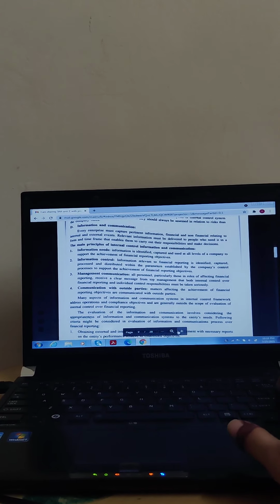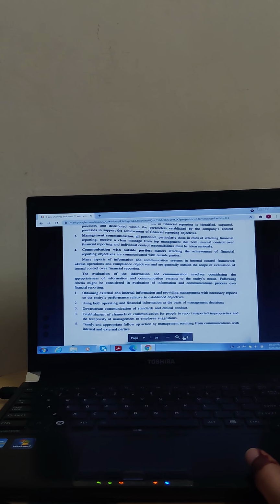Then information control: who is controlling the information, what kind of information is captured, and how it is helping you achieve the financial reporting objectives. Third is management communication: how you're going to communicate all of this information to your management, as well as to the employees who are involved in carrying out these activities. Fourth is communication with outside parties, whether it is the external auditor or anyone else, and how you're going to communicate with these external parties.